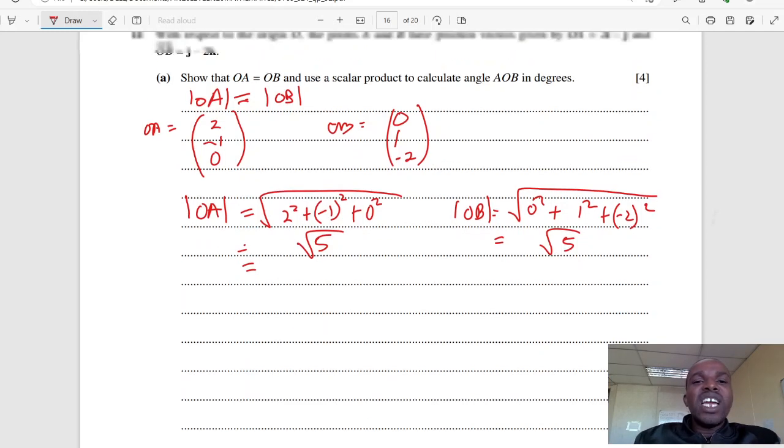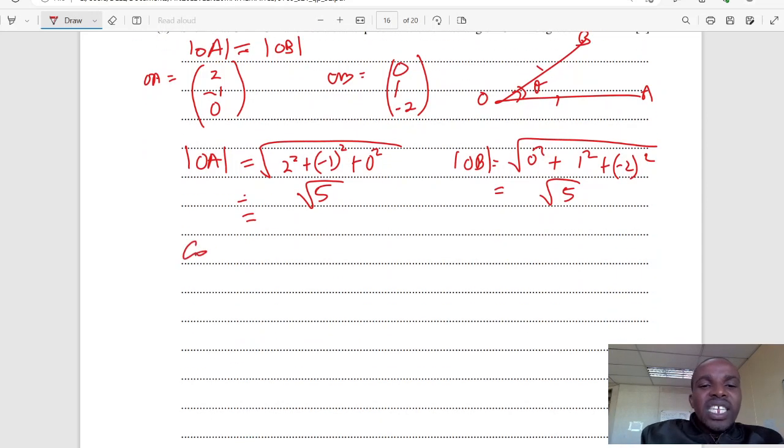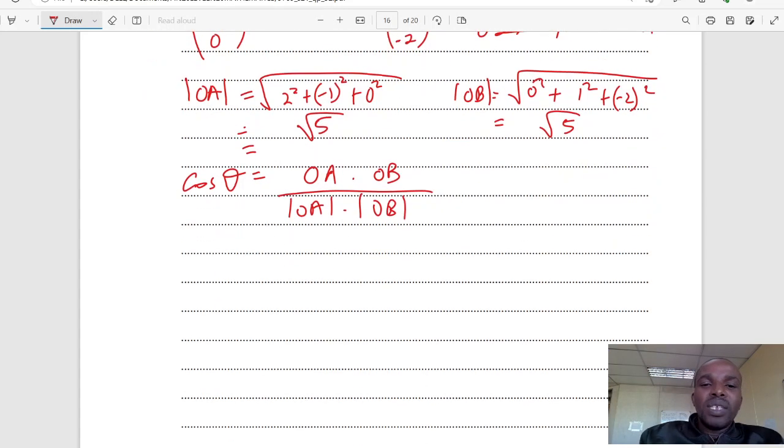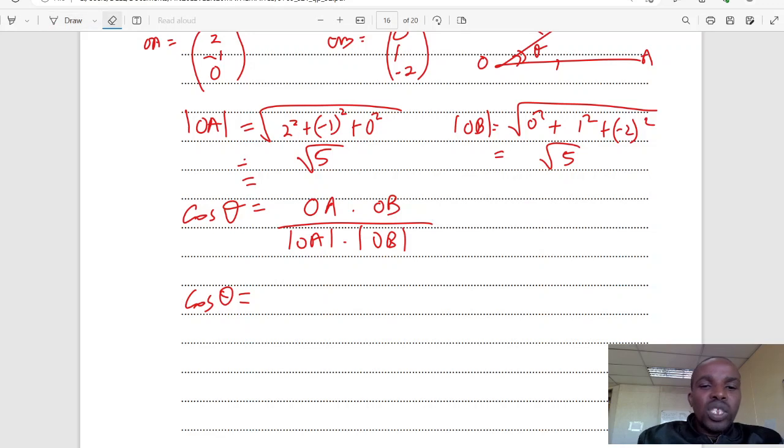Then now they said to use the scalar product to calculate the angle AOB. AOB is like this, so it will be this angle theta. So use the dot product of OA and OB. So you say cos theta is equal to OA dot OB over the modulus of OA times the modulus of OB, like this. Actually our theta is AOB, so let's just use AOB.